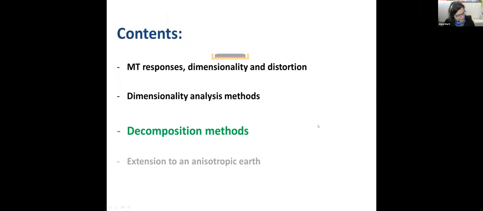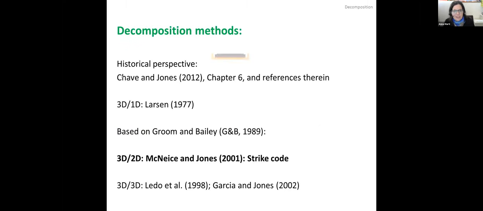So next I'm going to talk about decomposition methods. For a historical perspective, there's a very detailed summary in the book of Chave and Jones. Just to mention, the first one could be the one from Larsen, which identified the distortion over 1D. Then, based on Groom-Bailey, we have the over 2D, there's the approach of McNeice and Jones, the STRIKE code, which I'm going to talk about next. And over 3D, there are some approaches like the one from Ledo et al. and Garcia and Jones in 2002.